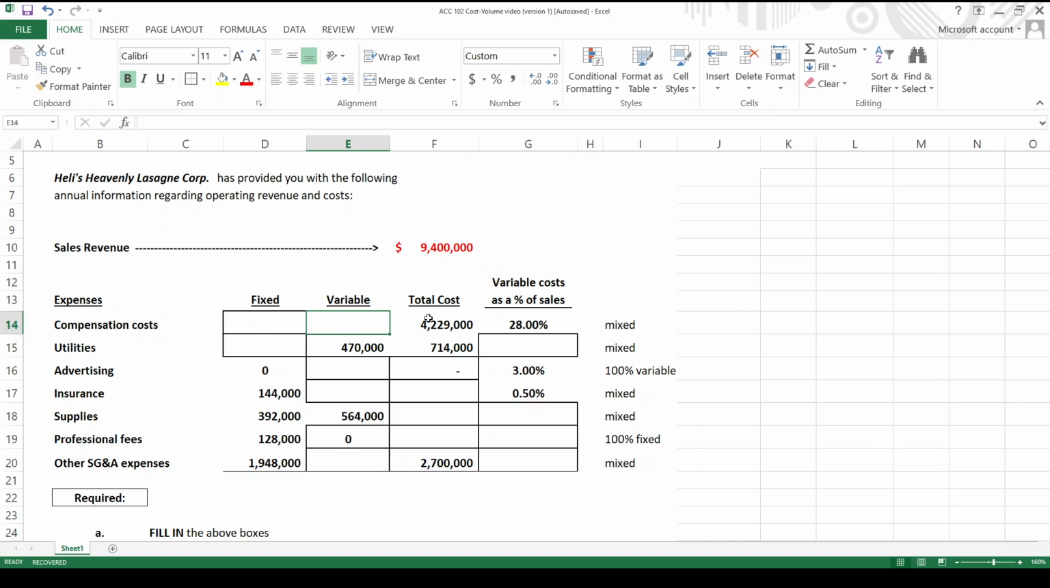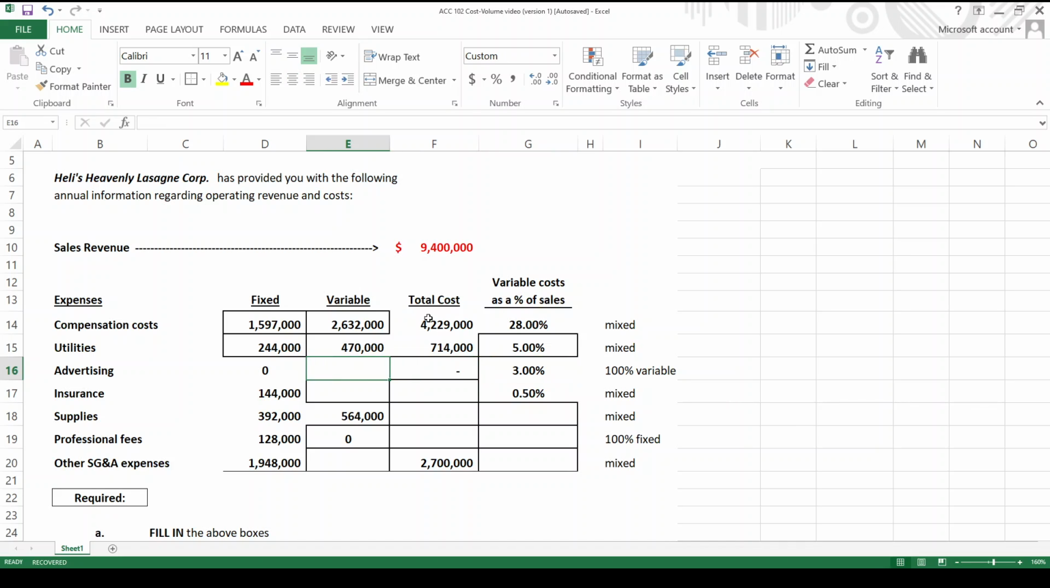For compensation, we know that the variable cost is 28% of sales. So just take the 9.4 million and multiply times 28%. Well, if that's the total and the variable is 2632, I'm just going to subtract back into the fixed cost. 1597. Okay, utilities. We can back into the fixed component again. Take the 470 away from the total. 244. What's the variable cost as a percentage of sales? You just take the 470 and divide by 9.4 million in this case.